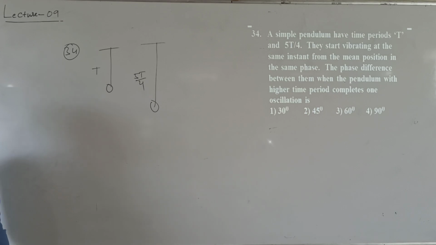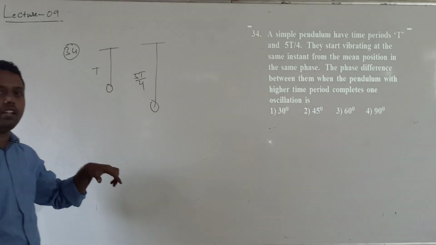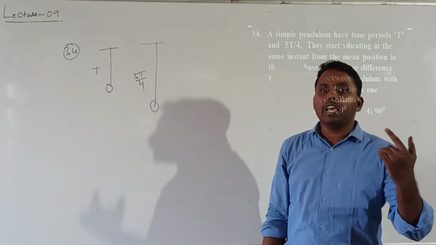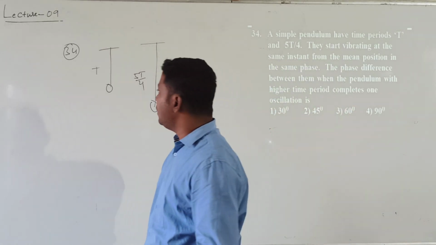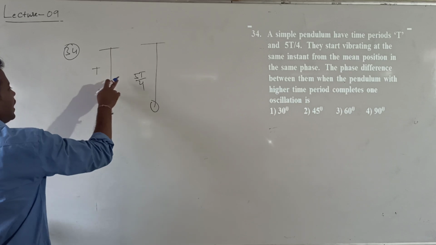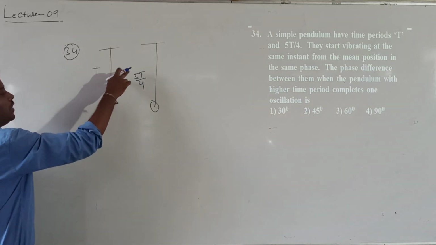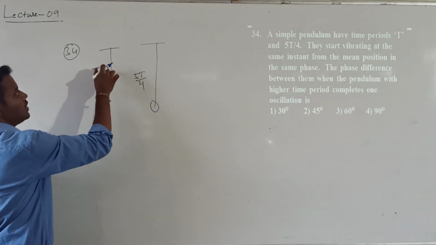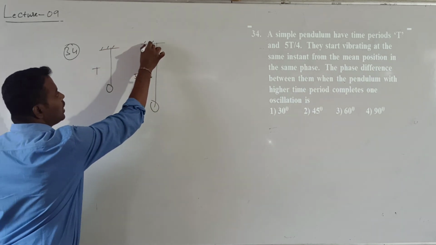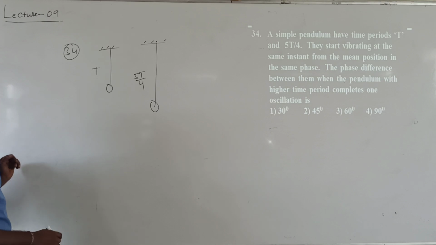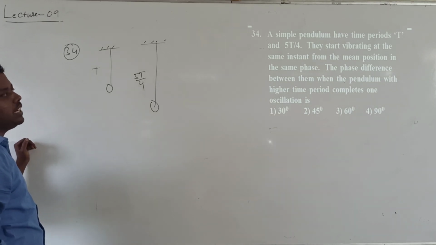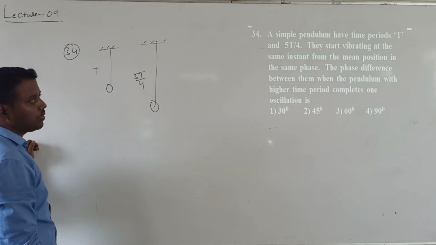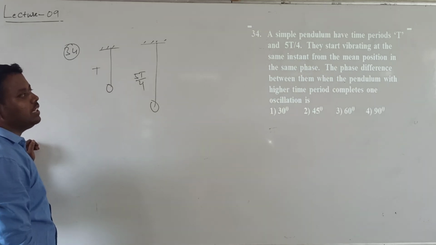Actually one pendulum is of shorter length, one pendulum is of longer length. How do we know which one is longer, which one is shorter? Longer has a greater time period value, shorter has a lesser time period value. Which is greater, t or 5t by 4? 5t by 4 is greater. So that's why the second one is longer, the first one is short. Now what they are telling is, they start vibrating at the same instant from the mean position. Initially both are in the same phase, from the mean position in the same phase.